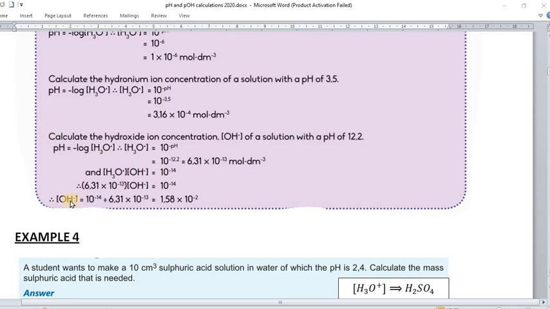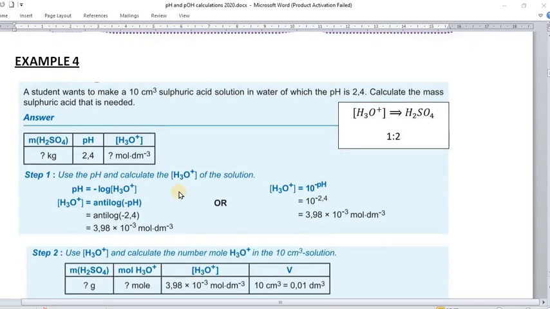Then you get your hydroxide ion to be this. Okay. We'll move on a little further, where in this case you are to calculate the mass. It says a student wants to make a 10 centimeter cube sulfuric acid solution in water, of which the pH is this. Calculate the mass of sulfuric acid that is needed. Right.